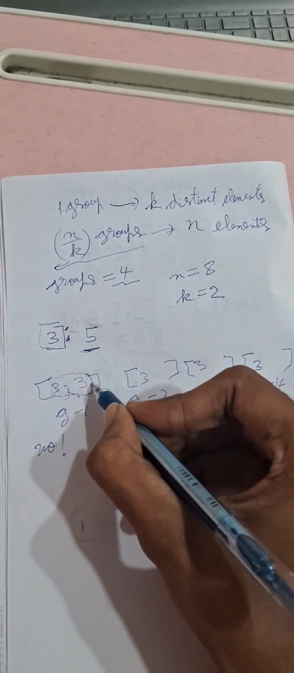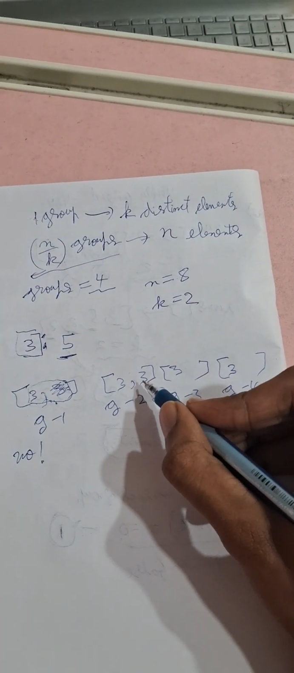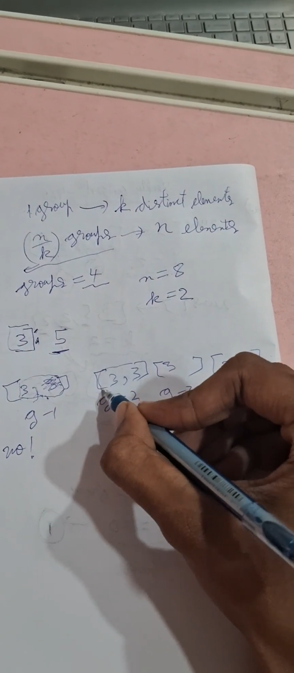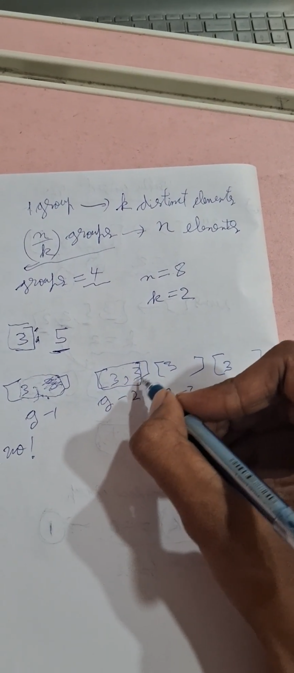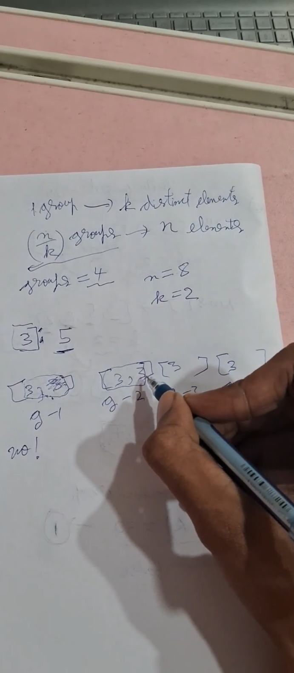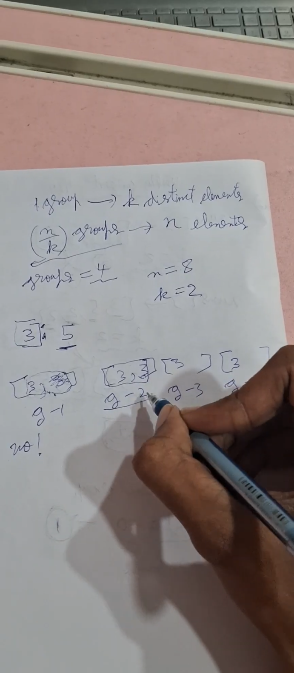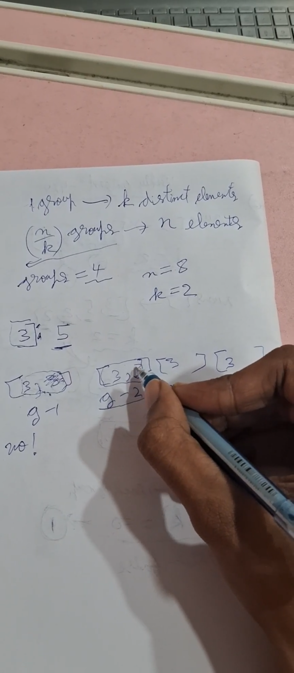For example, what if I place it here? No, this is also not allowed. Why? Because they are not distinct elements. See, they are not distinct elements, right? What did the problem statement tell us? They told that you need to ensure that all the elements in each group must and should be distinct. So these are not distinct.